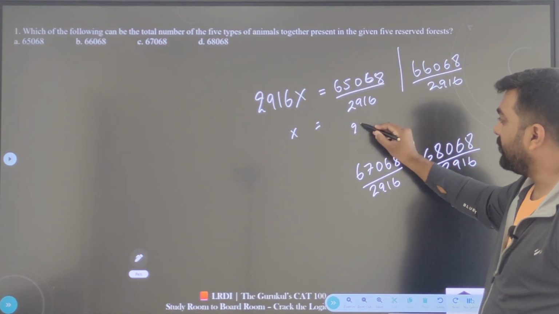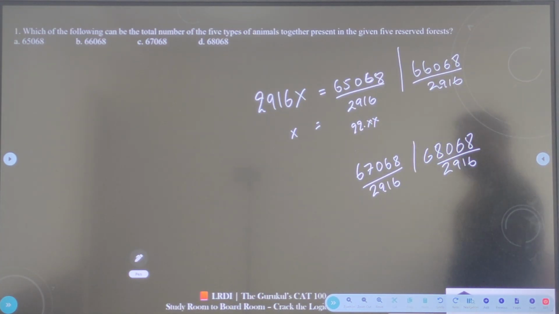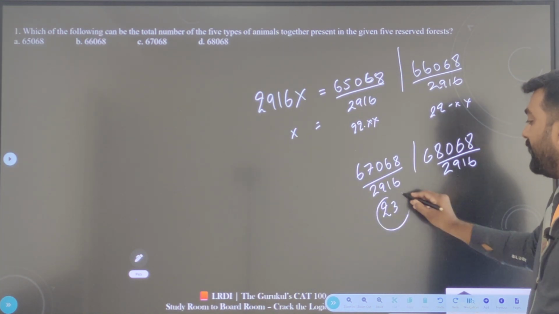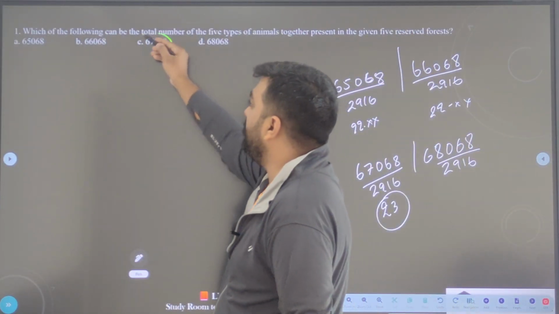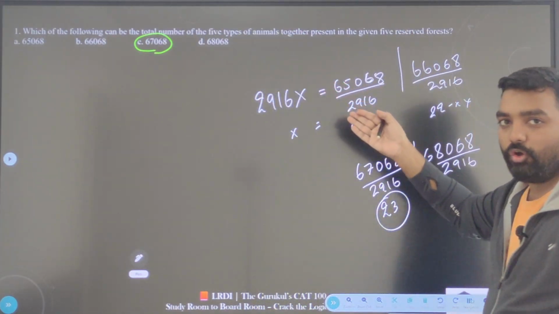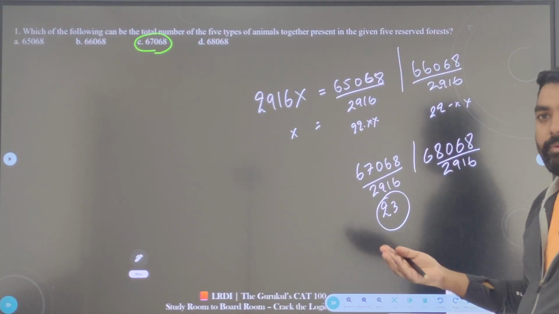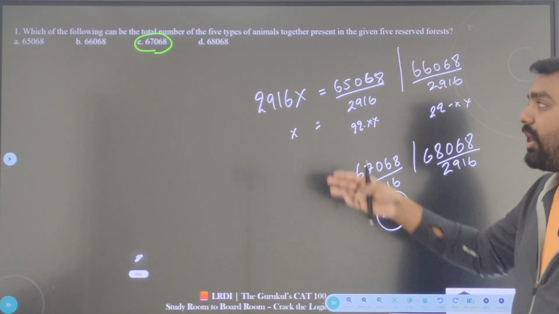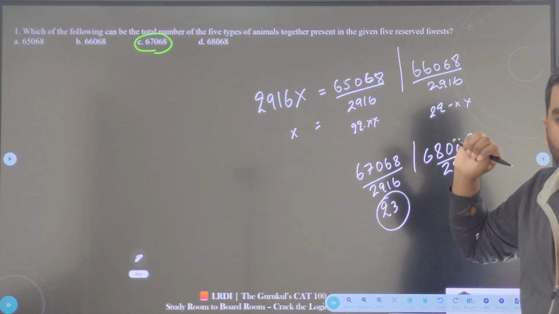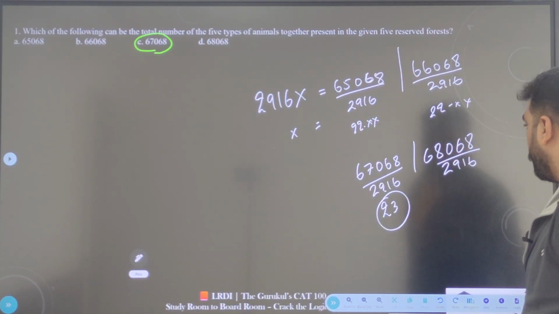Perfect. This will be something like 22 point something. And 66068 divided by 2916 also you will get something like 22 point something only. Okay. Perfect. This is a proper integer, 23. So option C will be the answer. We don't need to check option D because only one thing should be the answer. Even if you check option D also, it will not happen. Even if it is happening, there is no cannot be determined option to mark, so we don't need to worry about that.